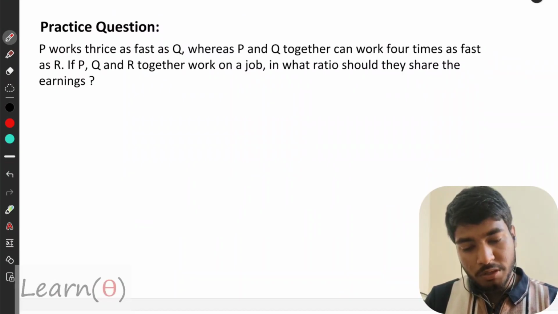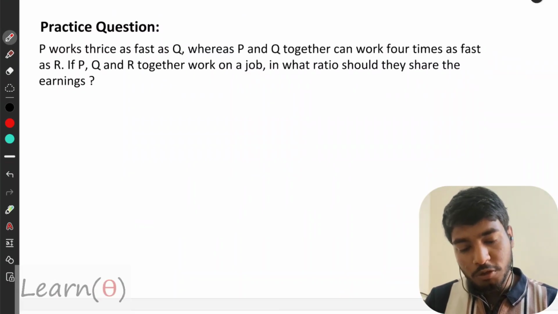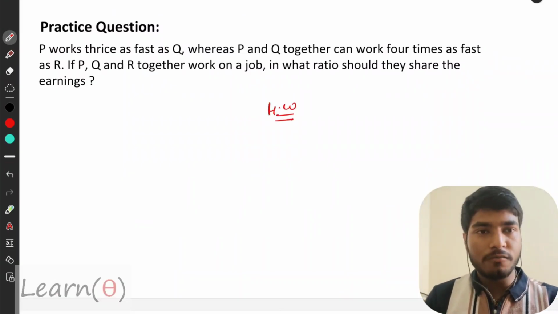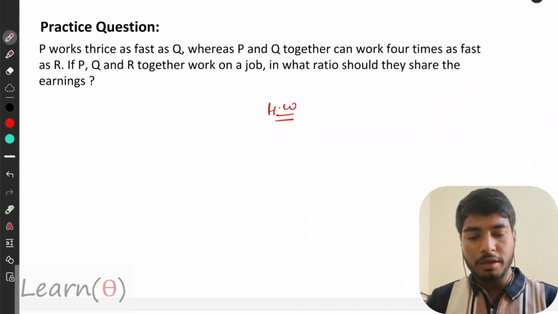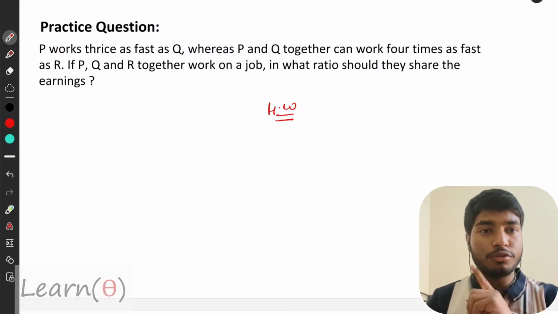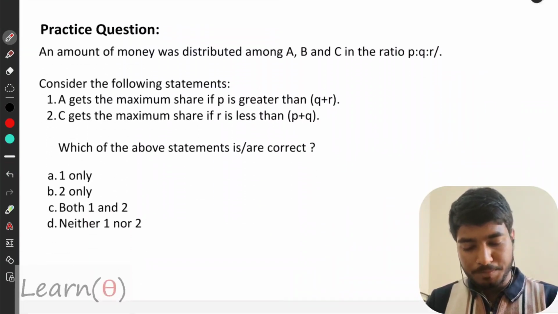If P and Q together can work 4 times as fast as R, and if all of them join the work together, what should be the ratio of their earning? This is also a homework question for you. Don't worry, the solution will be uploaded in the next video. I will be uploading the solutions of these questions in the upcoming video, and I will also take the questions of the last hour lecture.